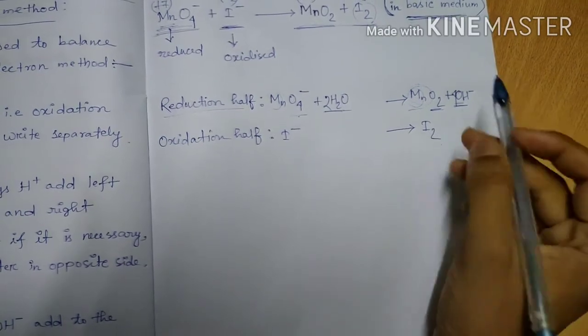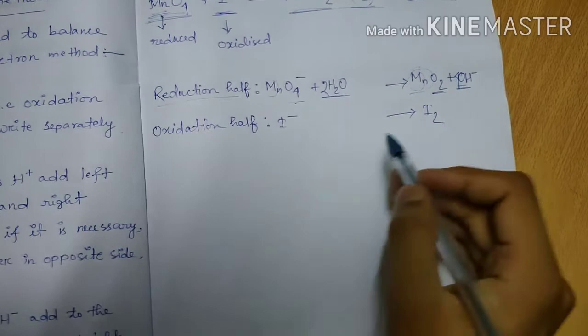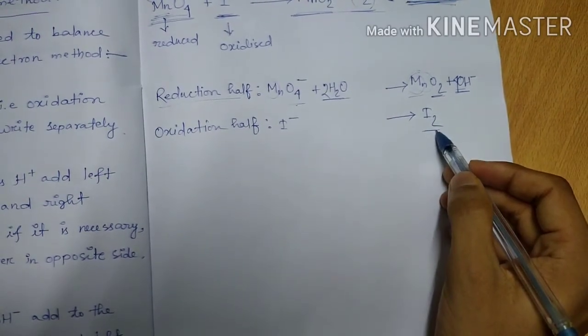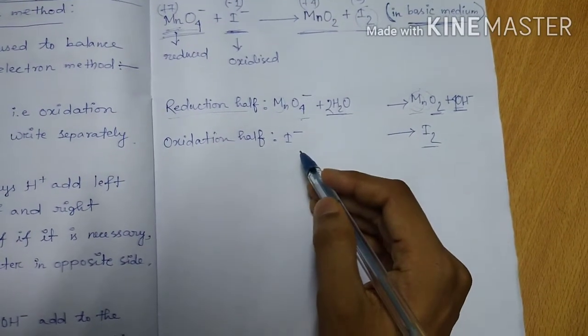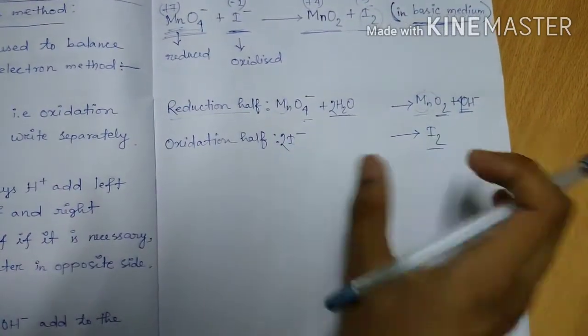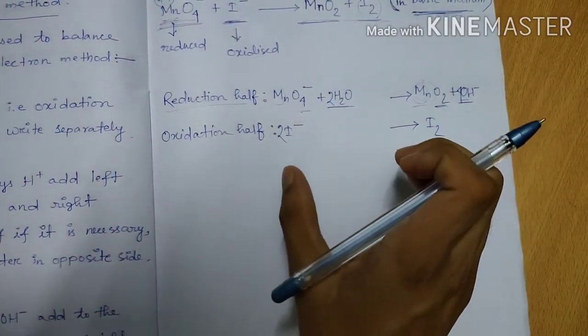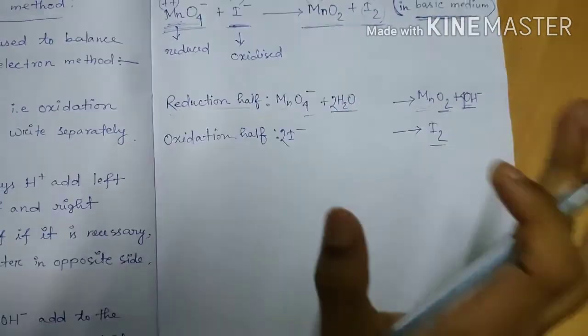Okay, now you have to balance the oxidation half. So here in the right side 2 iodine atoms are present, so we have to simply multiply by 2 here, then the number of iodine atoms will be balanced. Okay, so now we have balanced this oxidation half and reduction half.